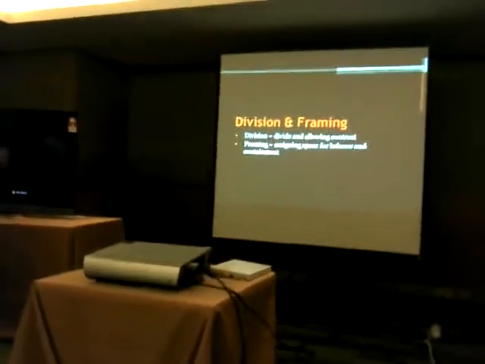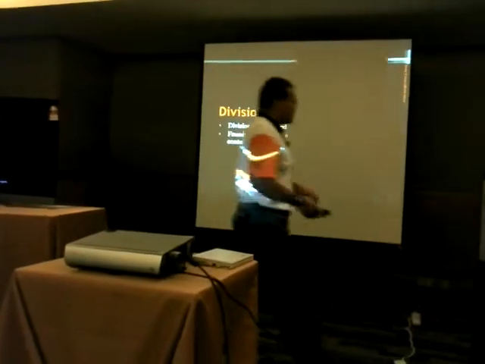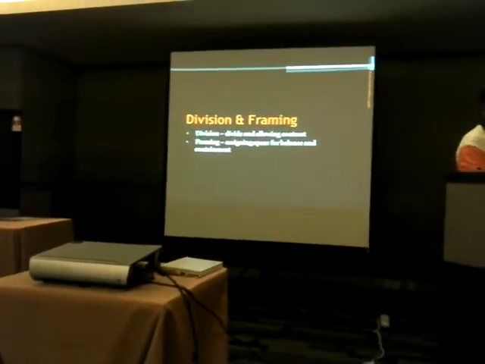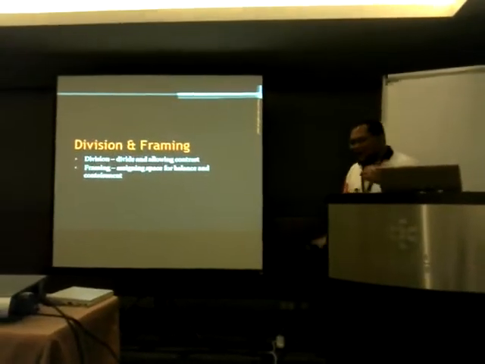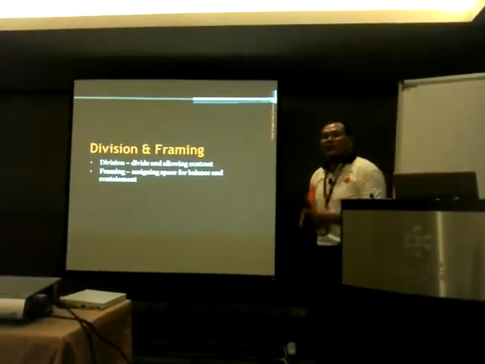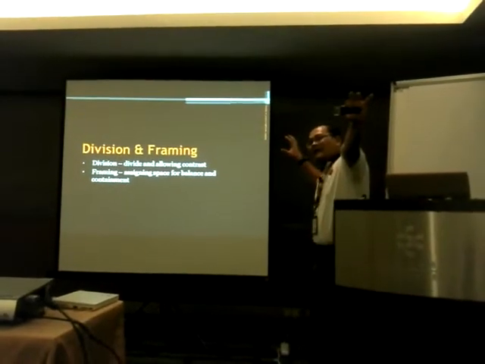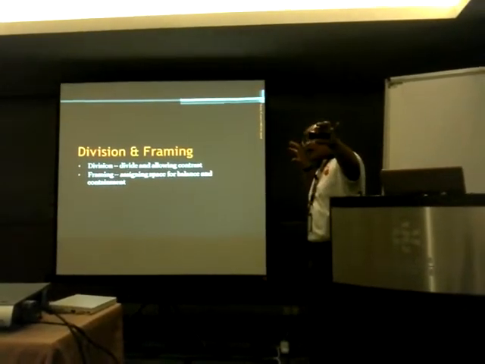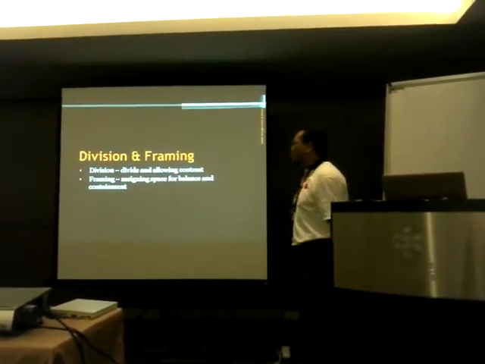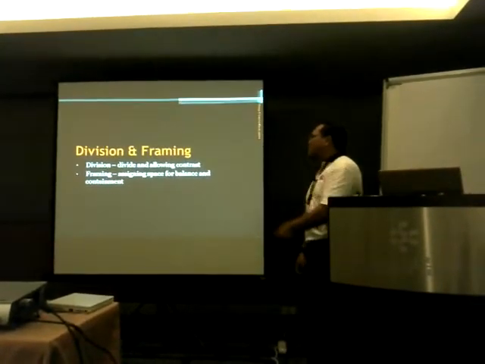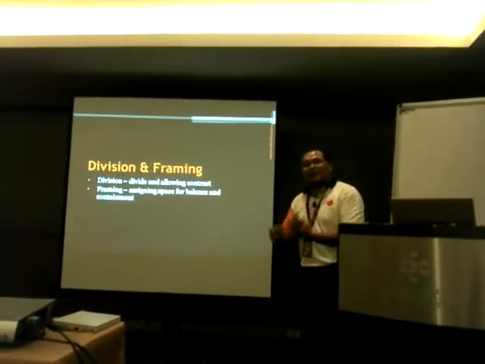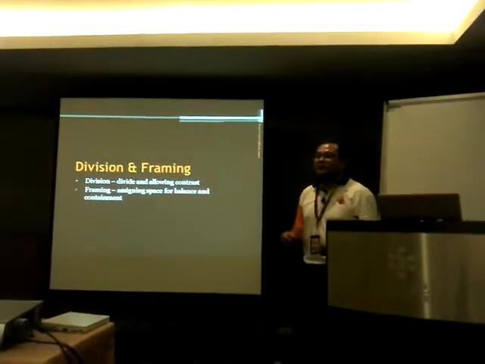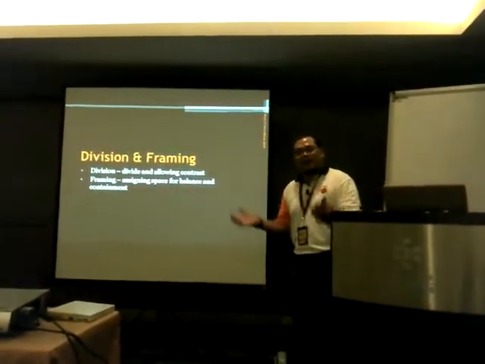Okay. Division and framing. Division identifies and allows contrast. Whenever we look into division, it means that you want to allow contrast so that you can compare. Whenever we have two objects, we can create comparison. We can have a relationship between these two objects. And framing is also assigning space for balance and containment. Because whenever you use a frame, you always feel more balanced and more at peace.